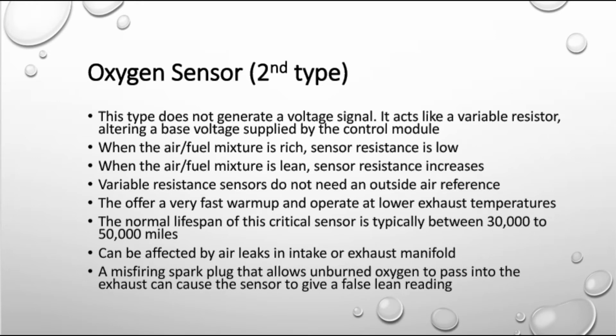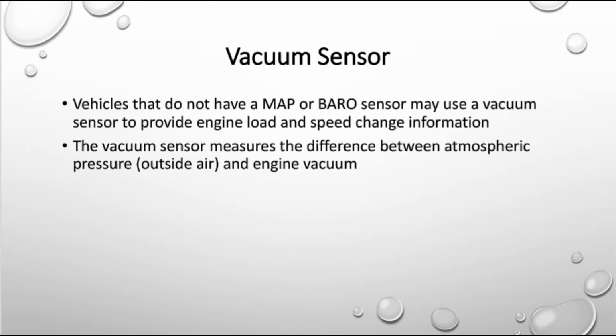The normal lifespan of this critical sensor is typically between 30,000 to 50,000 miles. They can be affected by air leaks in the intake or exhaust manifold. A misfiring spark plug that allows unburned oxygen to pass into the exhaust can cause the sensor to give a false lean reading. Vacuum sensor. Vehicles that do not have a MAP or barometric sensor may use a vacuum sensor to provide engine load and speed change information. The vacuum sensor measures the difference between atmospheric pressure, outside air, and engine vacuum.